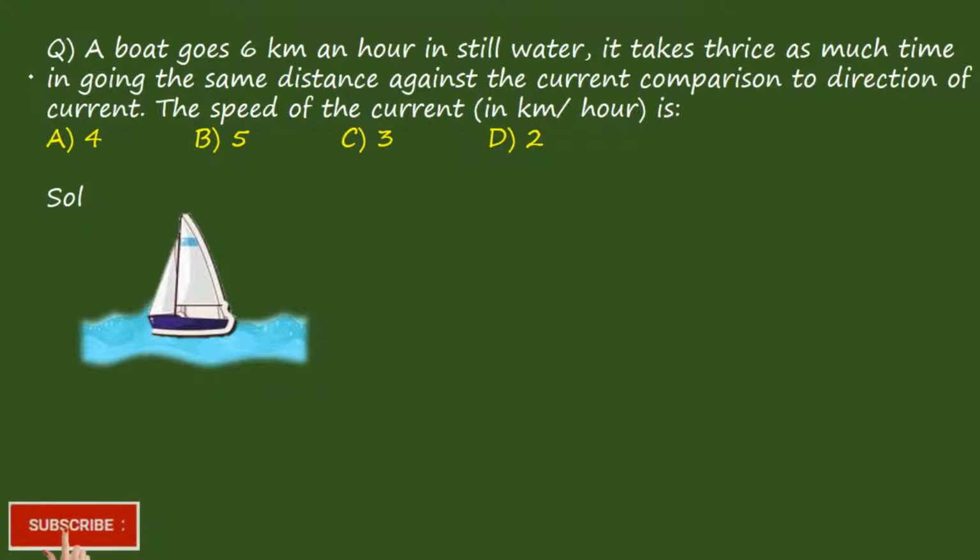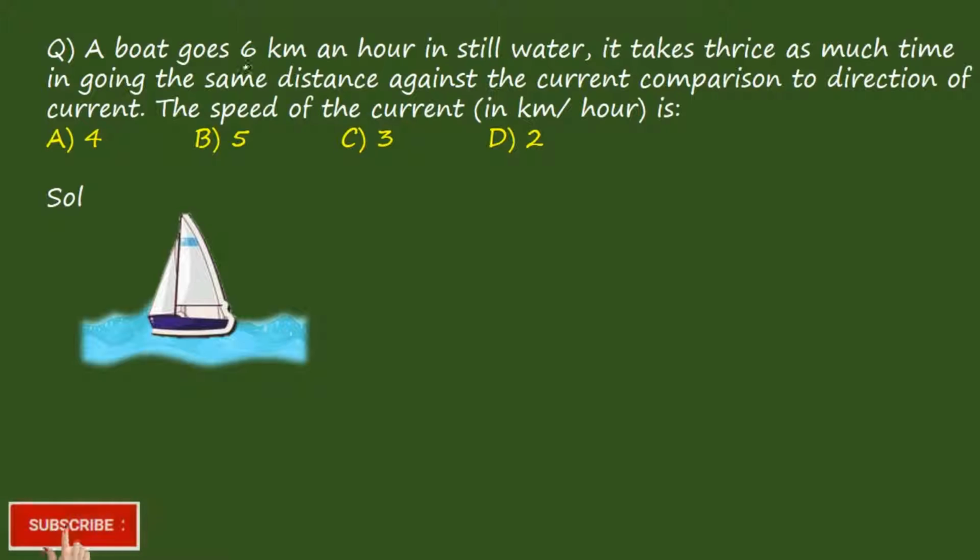Now come to the next question. A boat goes 6 kilometers per hour in still water. It takes thrice as much time to go the same distance against the current compared to the direction of the current. The speed of the current is, okay. Now here we need to understand the question. It is a bit tricky type of question. Okay, we will solve it.